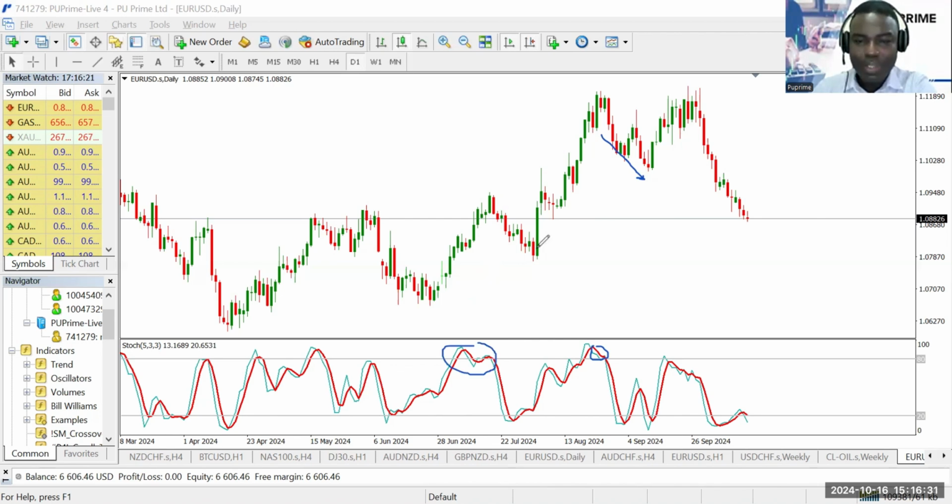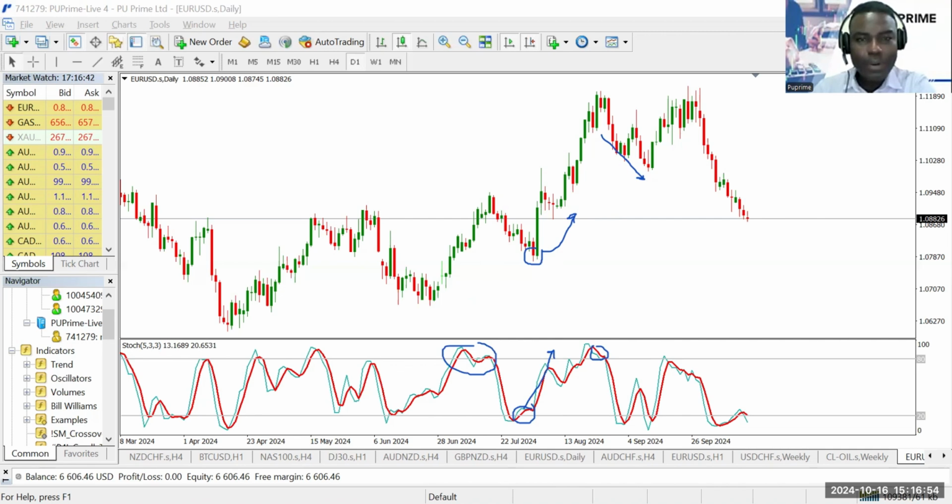So I never said when stochastics get to 20, place a buy trade. No, we only use it to note what could happen in the market. You can now use your entry strategy to look for an opportunity to buy or sell. When price gets to 80, look for a sell, or when it gets to 20, you look for an opportunity to buy.